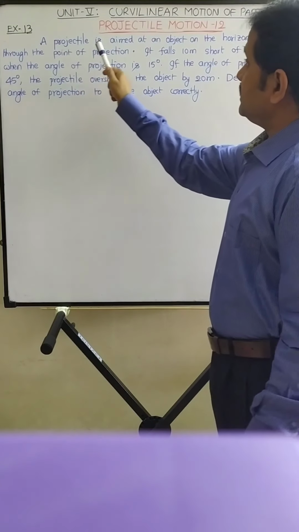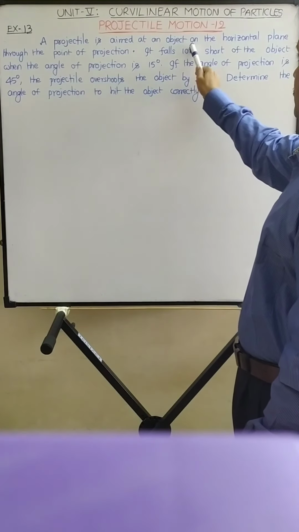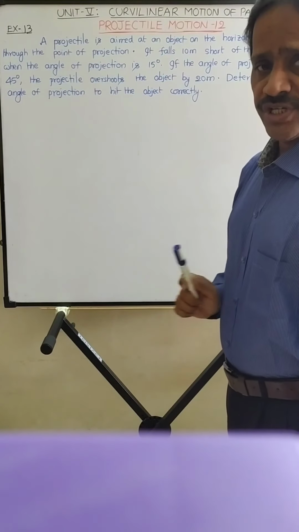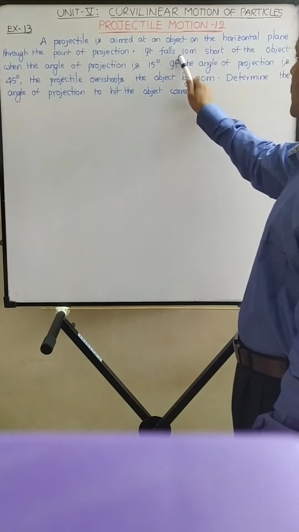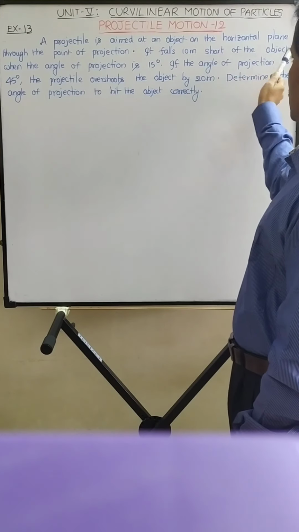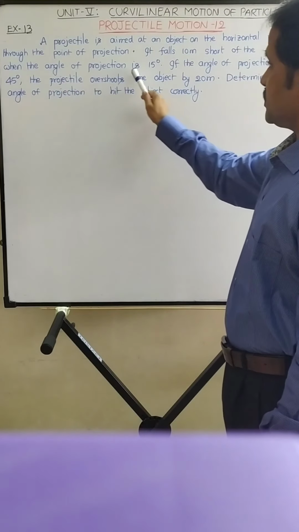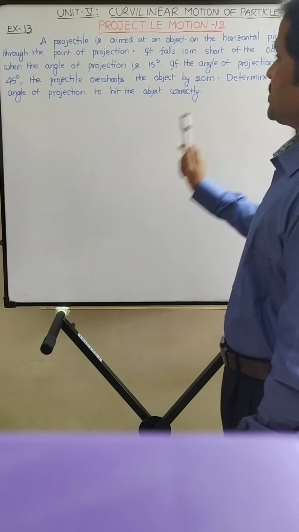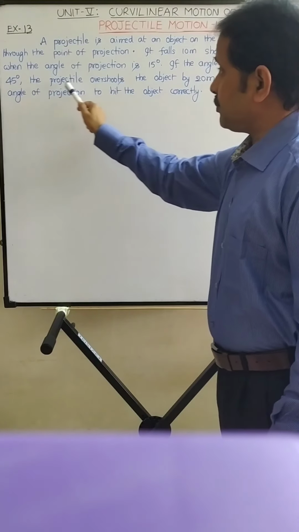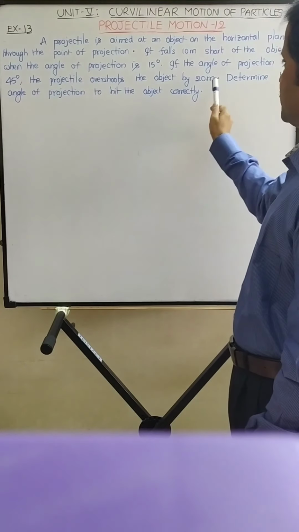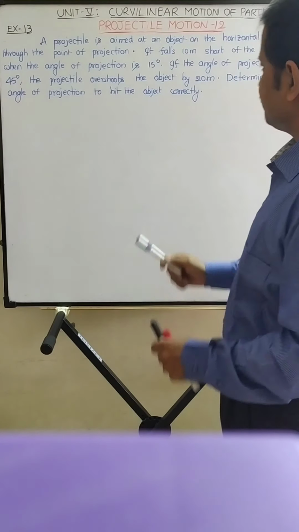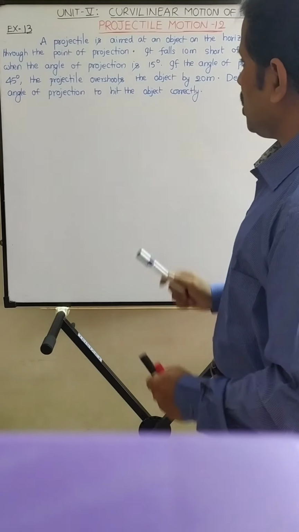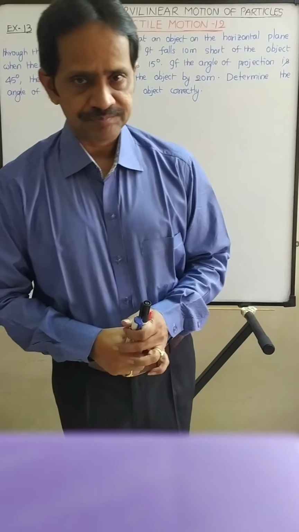A projectile is aimed at an object on the horizontal plane through the point of projection. It falls 10 meters short of the object when the angle of projection is 15 degrees. If the angle of projection is 45 degrees, the projectile overshoots the object by 20 meters. Determine the angle of projection to hit the object correctly.